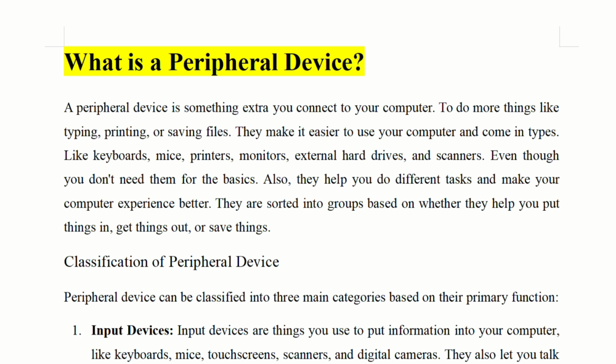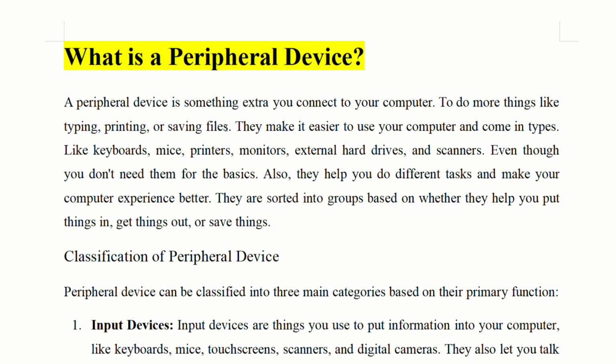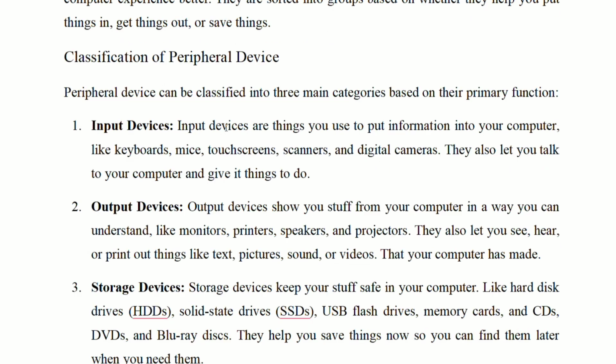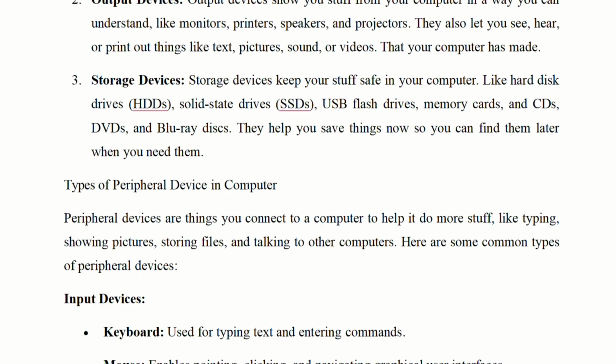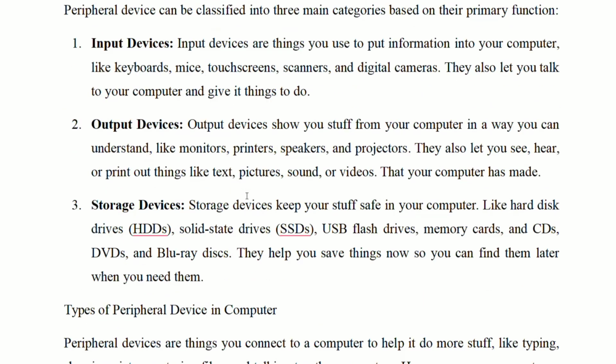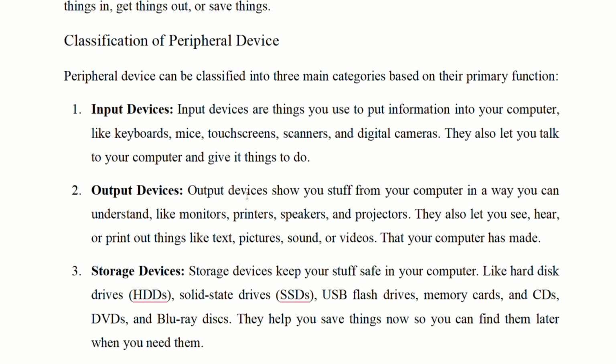Coming to the classification of peripheral devices, they are classified mainly into three types: input devices, output devices and storage devices. Input devices are things you use to give information to the computer, like keyboard, mouse, touchscreen, scanner, etc. These are the devices used to give input to the system. Usually we use the keyboard and mouse for input.